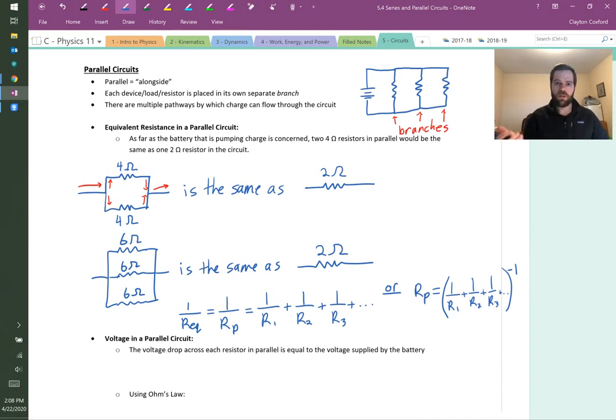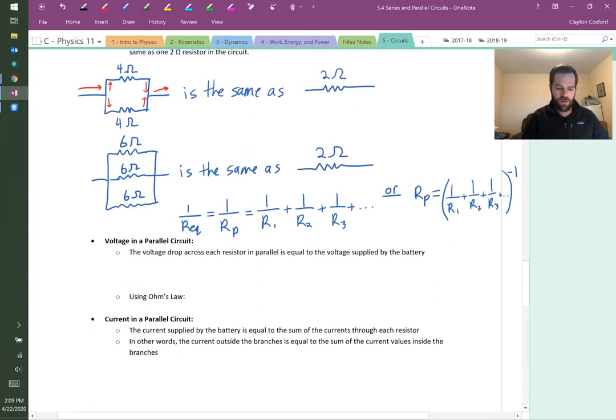So the effect of that, when we add them all together, is that we end up with a lower resistance than any individual resistor within that circuit. Because as we open up a new branch, no matter how big or small that resistor is, more charges will be able to flow through that branch of the circuit, reducing the overall resistance to flow within that circuit.